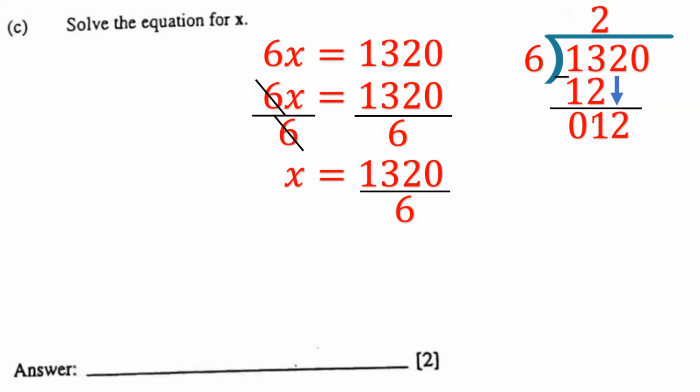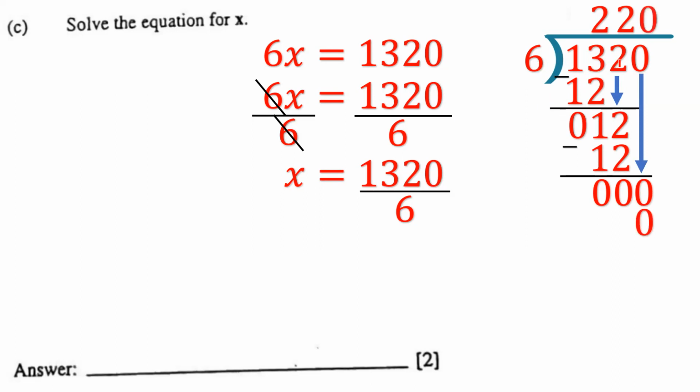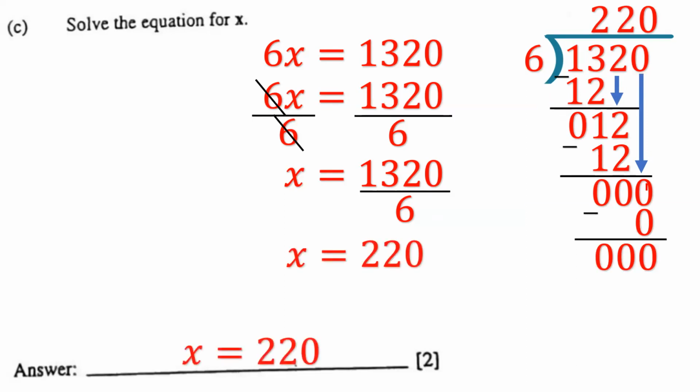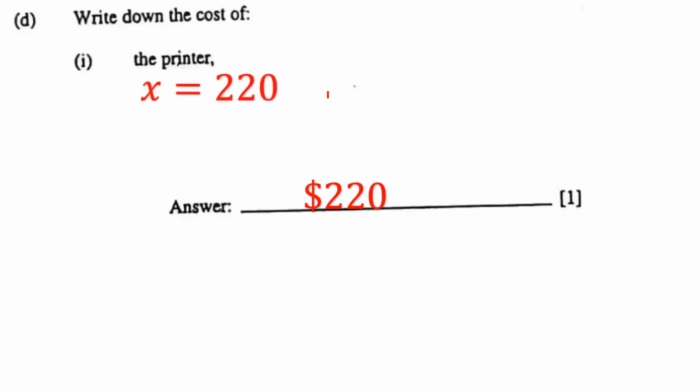How many times does 6 go into 12? Well, 6 goes into 12 twice. So 6 times 2 is 12. 12 minus 12 is 0. Then we bring down the 0. 6 goes into 0 0 times. 6 times 0 is 0. And we subtract, so the answer is going to be 220. So X is equal to 220. Since X is the price of the computer, sorry, we know that X is the price of the printer. And so that means that the printer is going to cost $220.